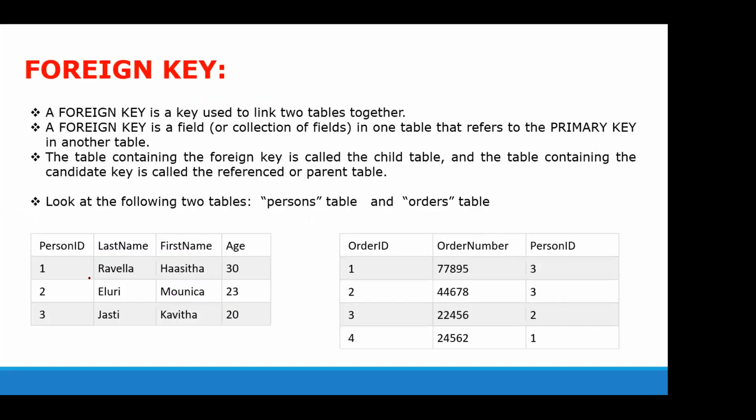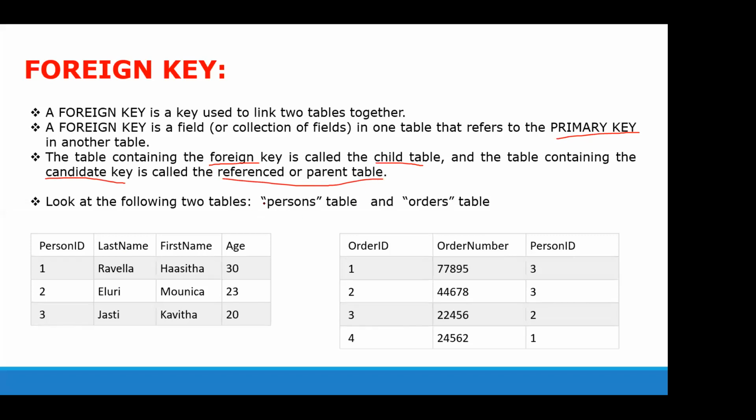So foreign key, you know that. It is defined for relating two tables. I have given so many examples. Use it to link two tables together. A foreign key is a field in one table that refers to the primary key in another table. So the table containing the foreign key is called the child table. The table containing the candidate key or primary key is called the referenced or parent table.